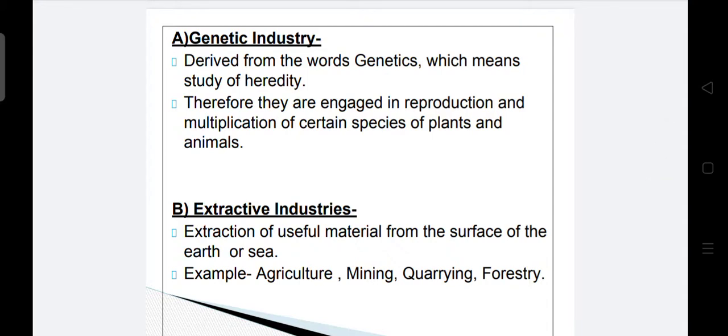Now we have extractive industry. Extraction of useful materials from the surface of the earth or sea. So it means the useful materials which are extracted from beneath the surface of the earth or sea. It is also known as quarrying, forestry, agriculture, mining, fishing, etc.